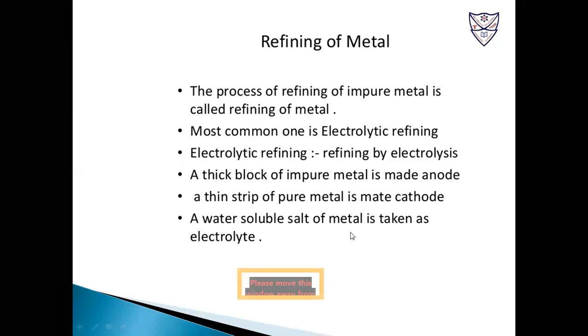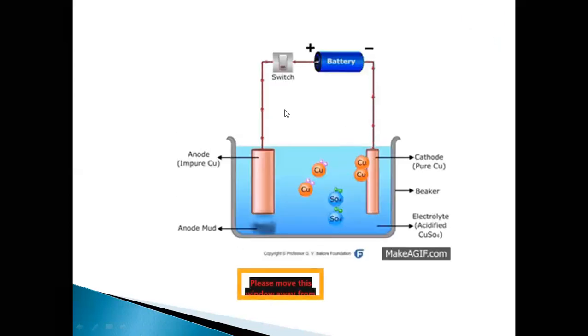A water soluble salt of the metal is taken as an electrolyte. This is the process for the electrolysis. See here, refining of metal. How will you get it? You can see here, this is the impure copper. This one is the pure copper.